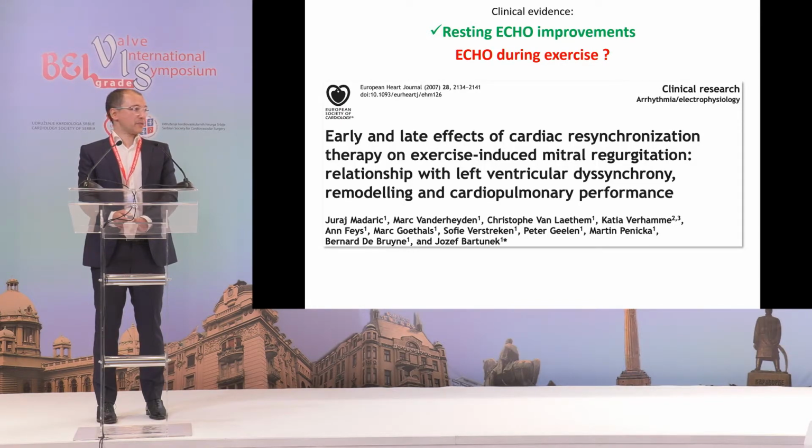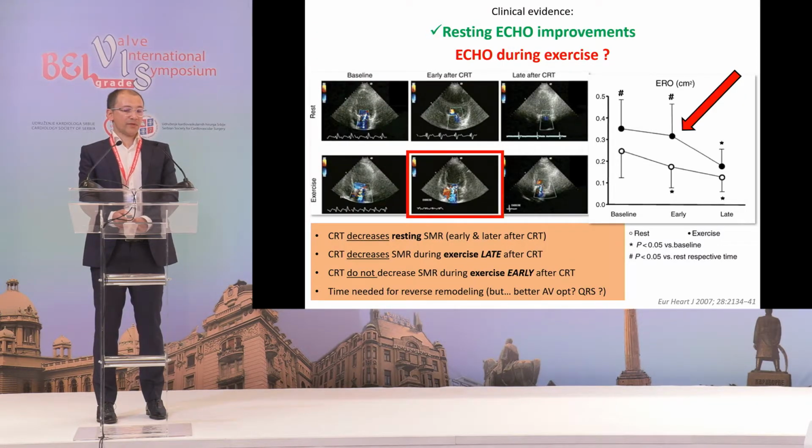Šta je sa ehokardiografskim pokazateljima tokom vežbe, to jest u fizičkoj aktivnosti? Time se intenzivno bavila ova studija, doduše starijeg datuma, što se ispostavilo bitnim za interpretaciju rezultata, koja je pokazala da CRT smanjuje sekundarnu mitralnu regurgitaciju u miru i rano, to znači odmah posle, i kasno, što u ovoj studiji znači 3 meseca posle CRT-a. CRT smanjuje sekundarnu mitralnu regurgitaciju tokom vežbe samo kasno nakon CRT-a. Ono gde CRT ne radi je jedna od ovih 6 zaokruženih slika, a to je da CRT ne smanjuje sekundarnu mitralnu regurgitaciju tokom vežbe odmah nakon CRT-a.